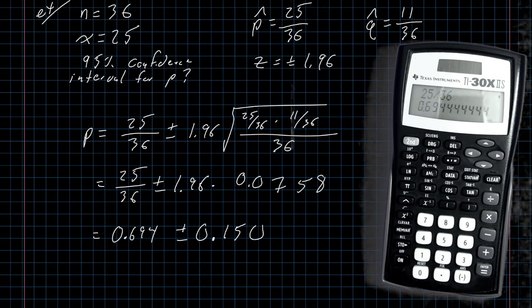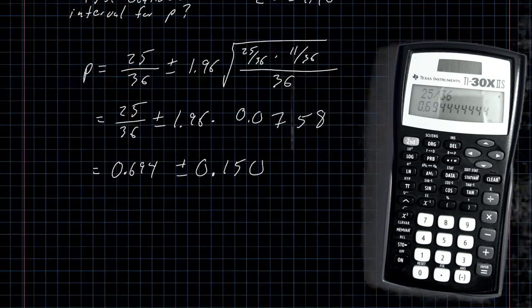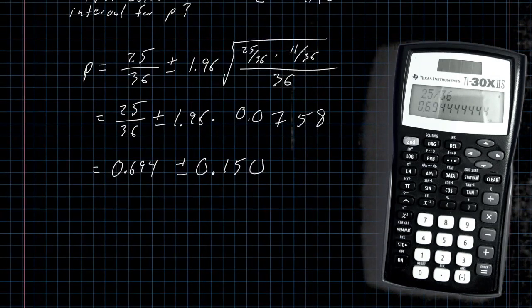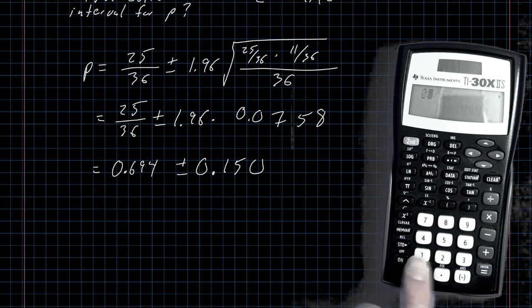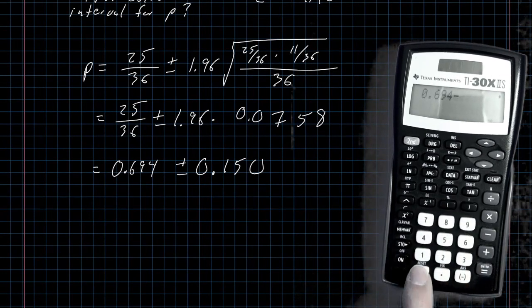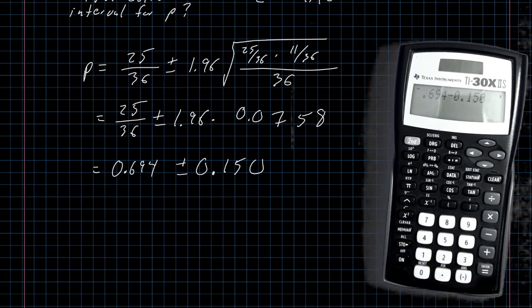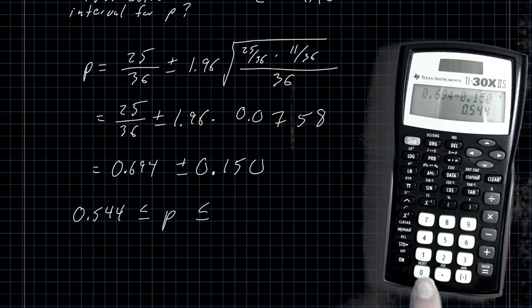And if I take the minus branch, 0.694 minus 0.150, I get 0.544. And if I take the plus branch, 0.694 plus 0.150, my calculator tells me that side is 0.844.